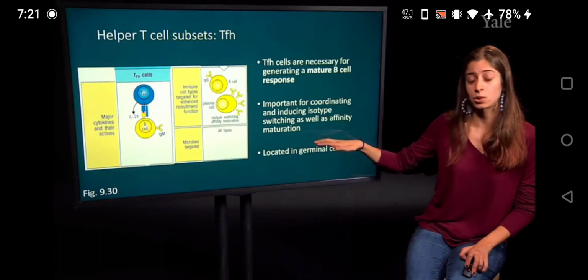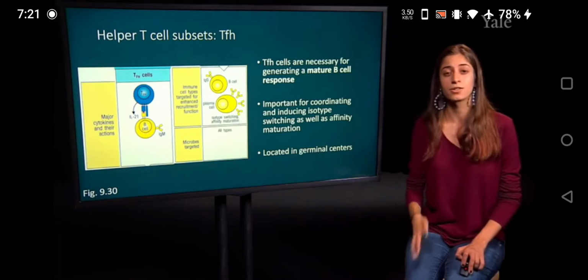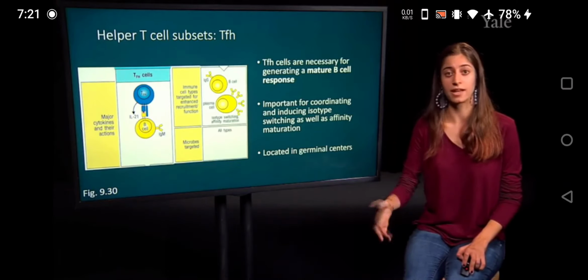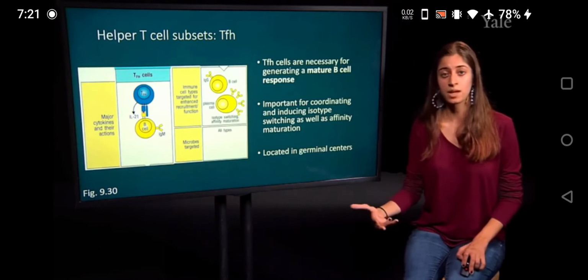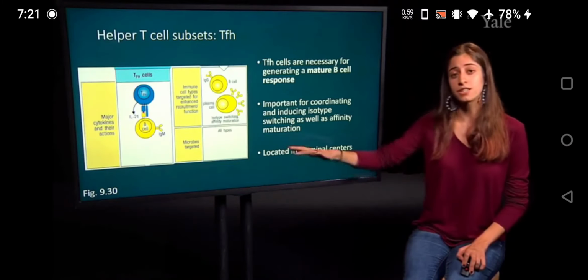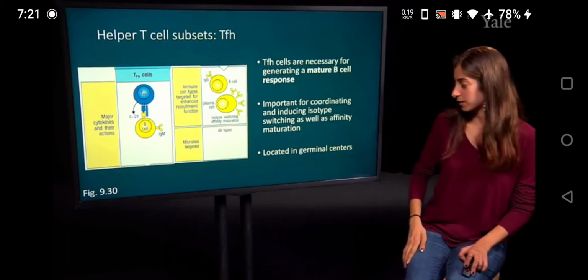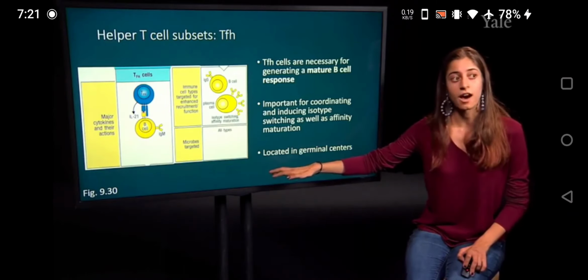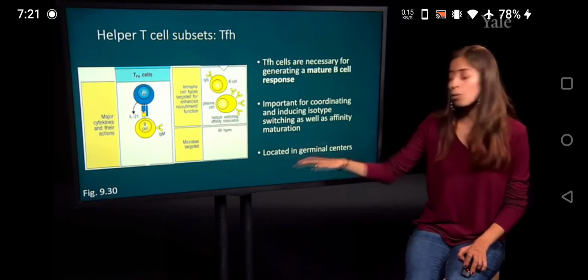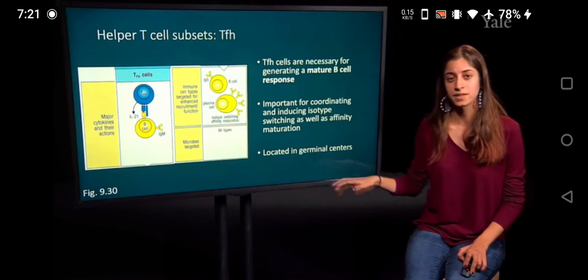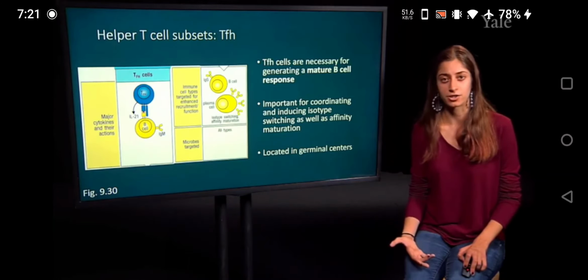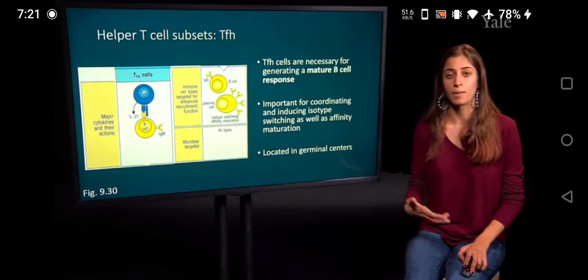They're also important, as I mentioned, for coordinating isotype switching. So in order for the B cell to express different types of Ig like IgM, IgD, IgA, IgE, etc., the T follicular helper cell needs to be there. Finally, unlike the other T cell subsets, T follicular helper cells are only found in germinal centers. These are the B cell centers of proliferation and affinity maturation that form when the body has been infected and B cells have been activated.